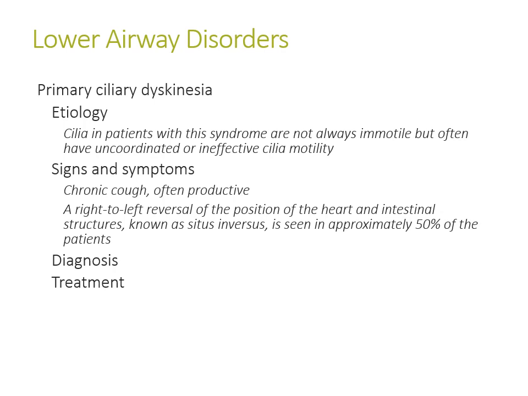Primary ciliary dyskinesia. Cilia in patients with this syndrome are not always immobile, but often have uncoordinated or ineffective ciliary movement. The upper and lower respiratory tracts cannot clear secretions and have trouble clearing inhaled particles and other bacteria. The cilia do not beat the way they should.